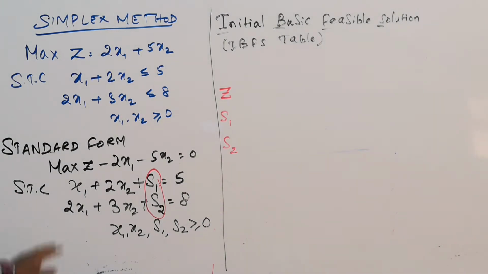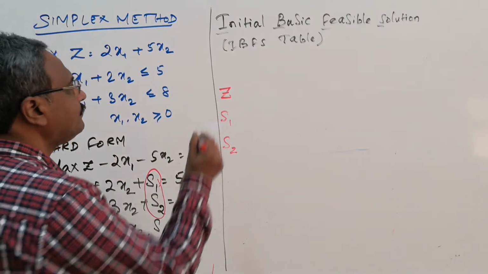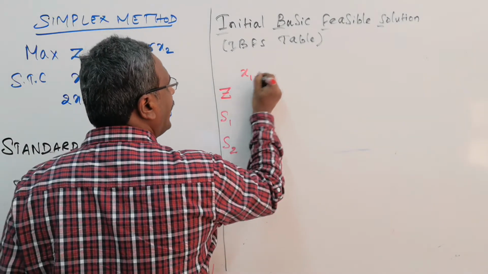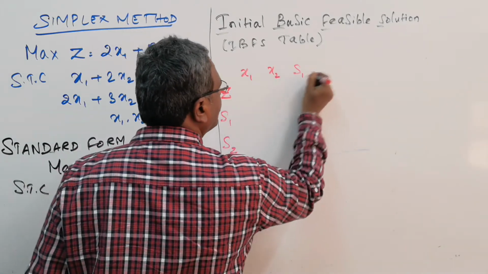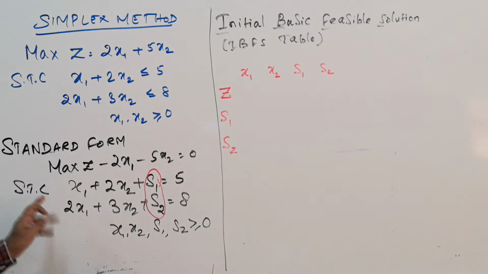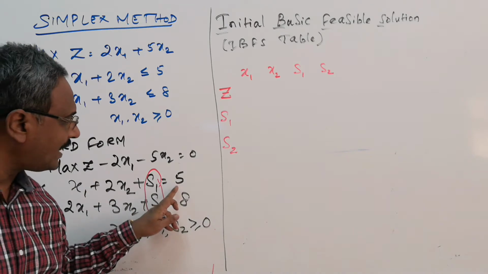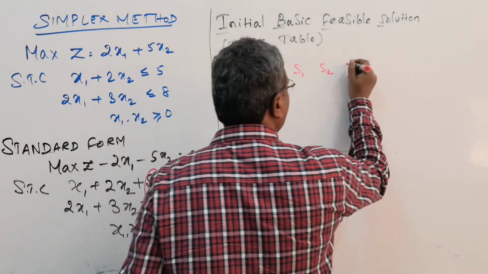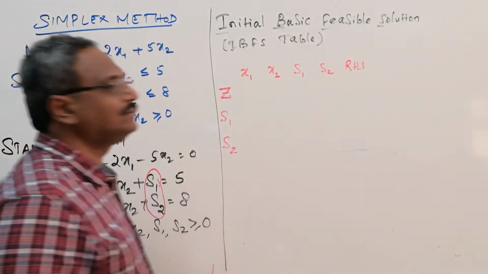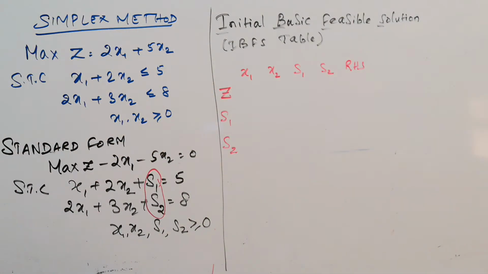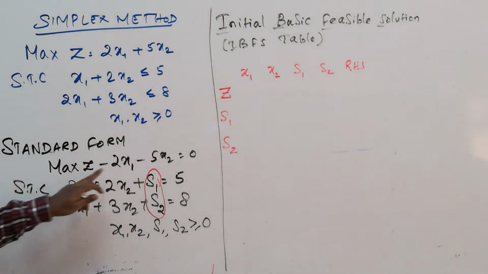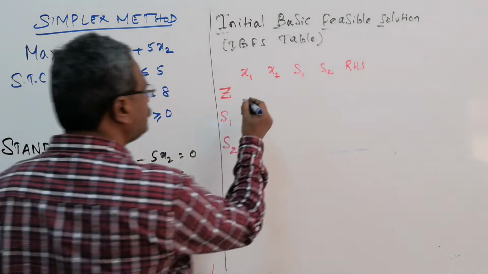The next one, I am going to take all the variables considered: x1, x2, s1, s2, whatever variables we have in the equation. And moreover, here we have the right hand side. So I am going to consider all the values in the table. How to consider this? We are going to take the corresponding coefficients. What is the coefficient of x1 in the maximum equation? This is -2.